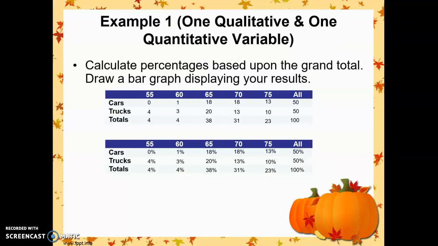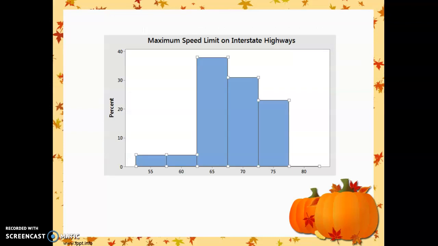The most common maximum speed limit was 65 miles per hour. 38% of our states had cars or trucks that had a maximum speed limit of 65. So the bar above the 65 reaches a height of 38%, and so on.